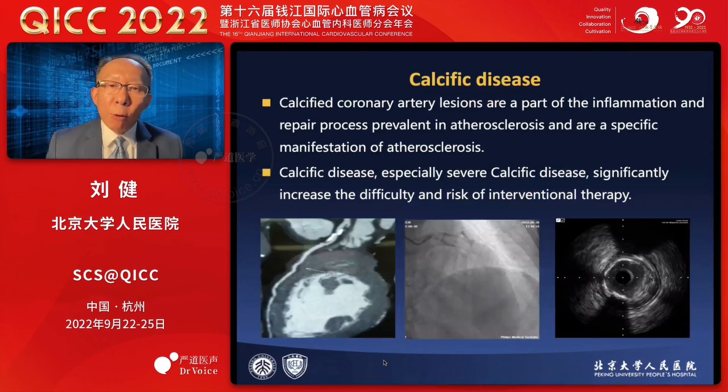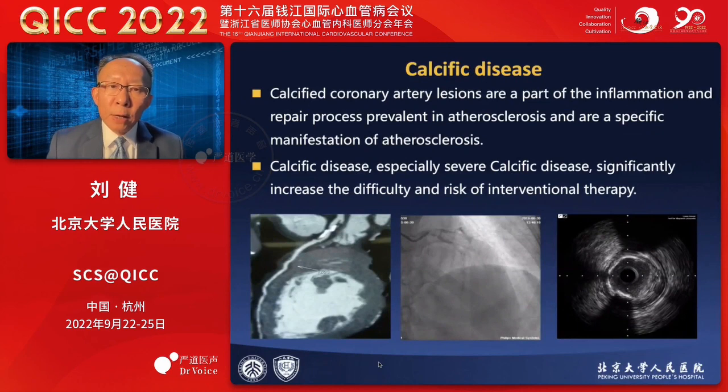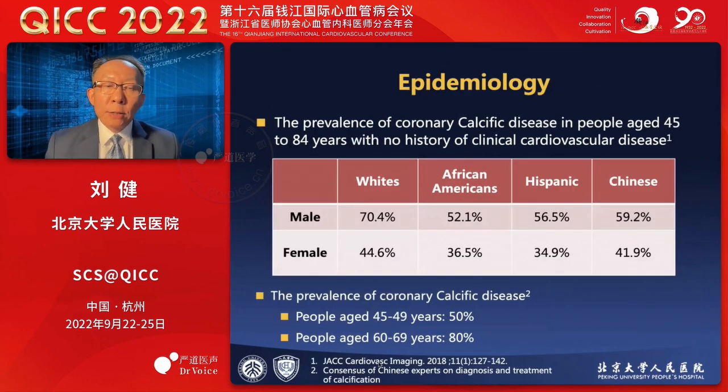When we're talking about coronary interventions, especially for calcified disease, I think that's a very important one, because first, it's part of the inflammation or the repair process of plaque rupture. On one hand it is the progression of atherosclerosis, but also the plaque itself. And for severe calcification, moderate to severe, that will lead to difficulty in the PCI procedure and might lead to higher complications. So that's why it's very important to understand calcified lesions.